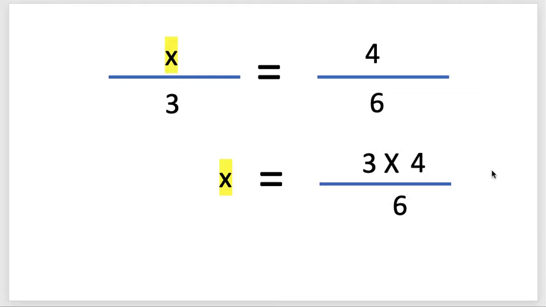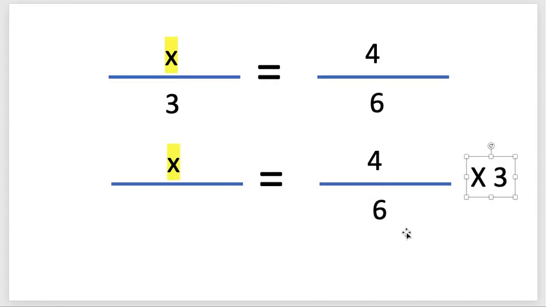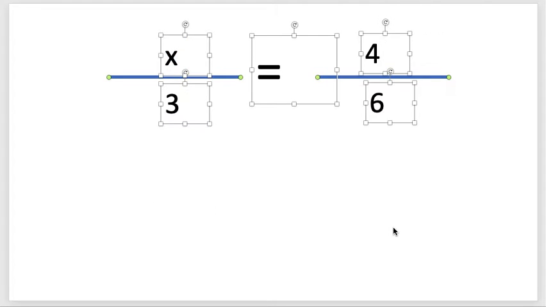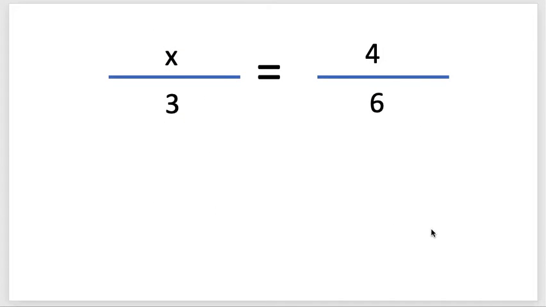Hopefully you managed to get to the answer of 2, because 12, which is the numerator, divided by 6 is 2. Now let's have a look at a more complex example. Let's say that this time we're going to have the x as the denominator and the number as the numerator.